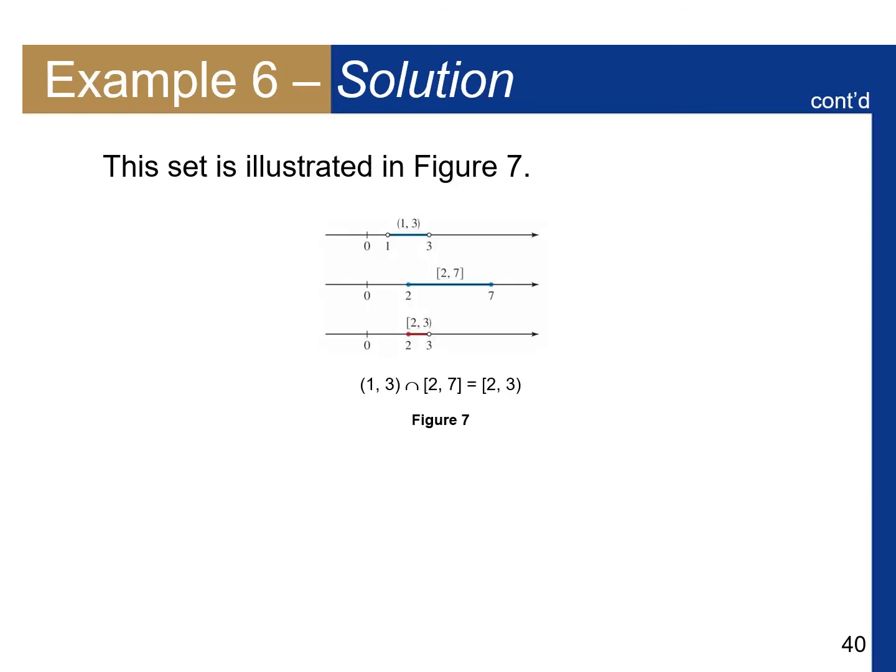Now here they show you exactly what I did, but in 3 separate lines. And there again, we're looking at the overlap. This is included in both, and it would go from 2, but not including 3. So here it is there.